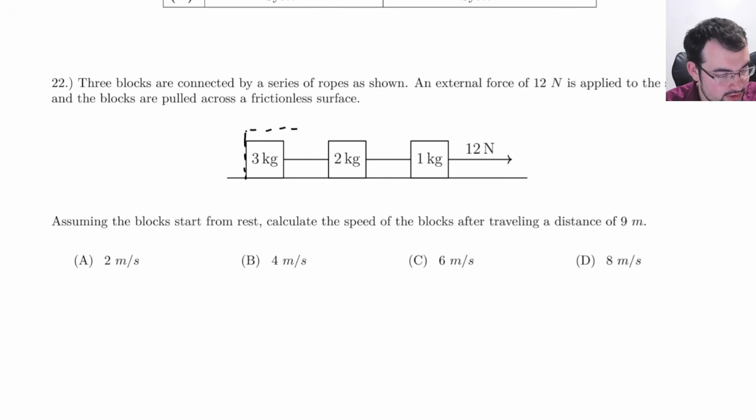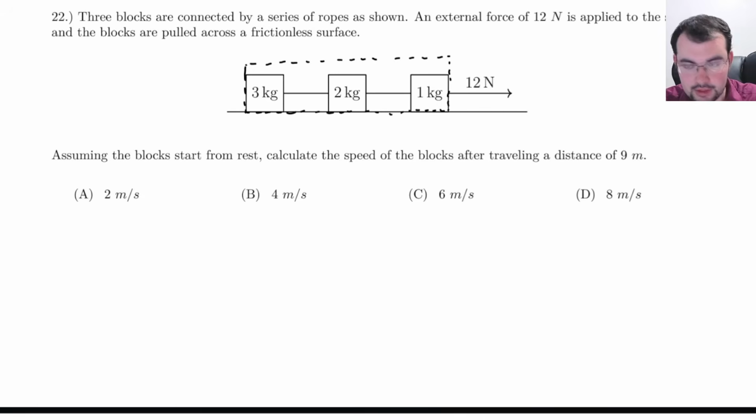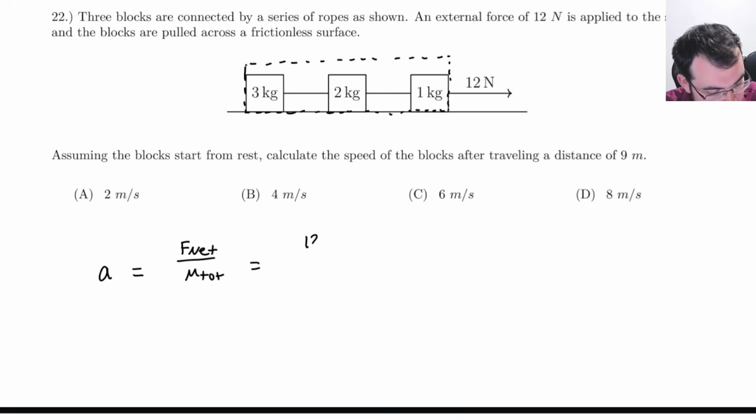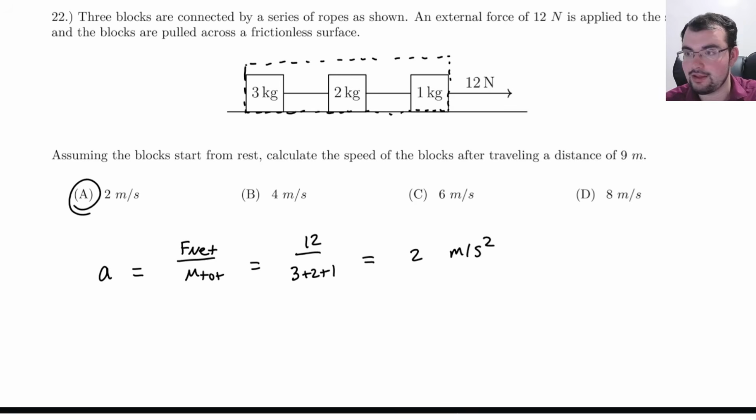Well, I got a whole bunch of extra stuff happening in the middle here, but I don't care about that. This is a system of objects, so I'm totally just going to put everything in a box. So we'll do the same thing we did with the Atwood, where we can say that the acceleration of the system is the net force on the system coming from outside divided by the total mass. So I have a 12 Newton force, and I have a 3 plus 2 plus 1 kilogram object when I put all the masses in the box together. So I'd get 12 over 6, which is 2 meters per second squared, which is not the answer. That's the acceleration. We're asking about the speed.